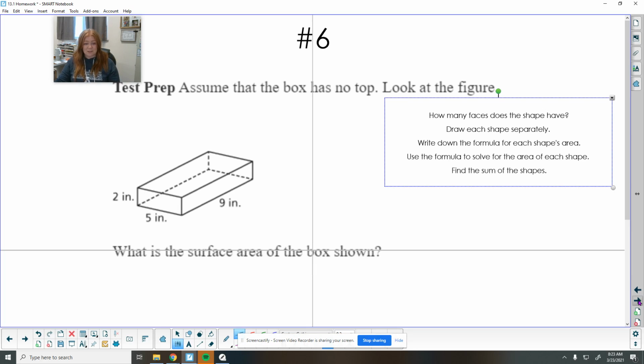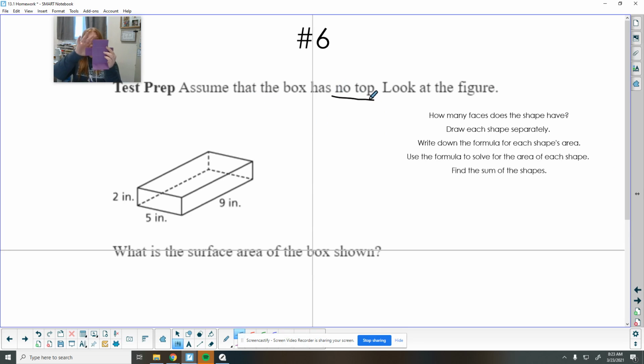Okay, number 6. So we have this box here. It looks like my purple one here. And we are going to assume that the box has no top, so we've got to get rid of one of these. This one is gone. It just looks like this. So it's going to fold up, right? It's going to make half of that box and then the sides. So it has an open top here, kind of like that garden box we did on number 1. So we just have 5 sides and no top.